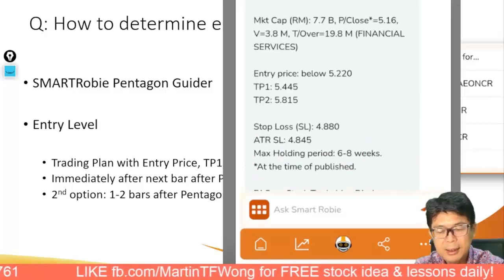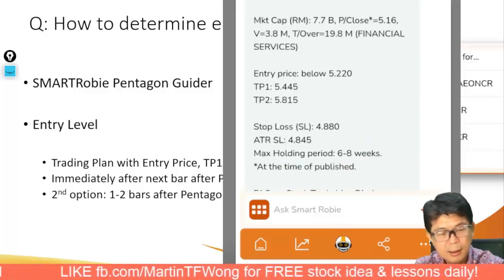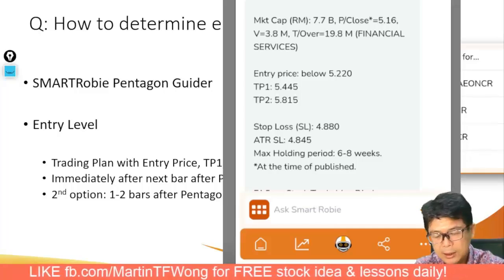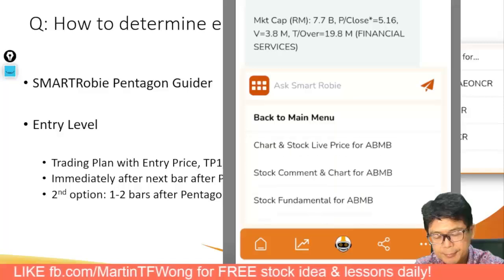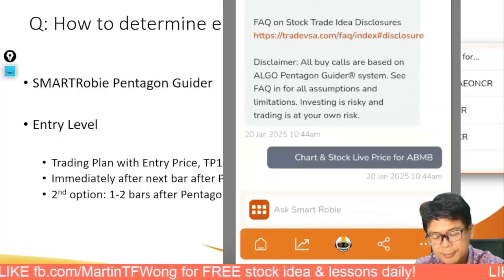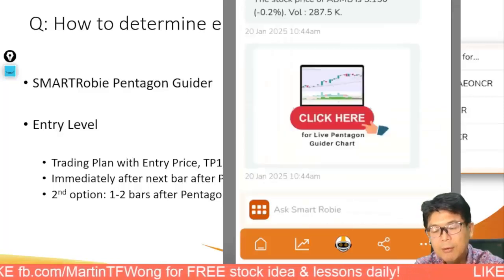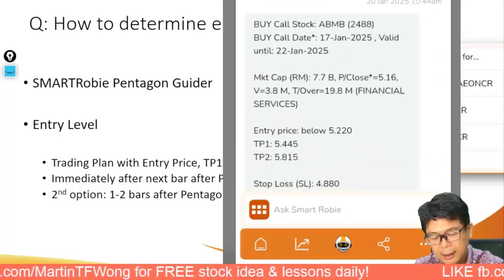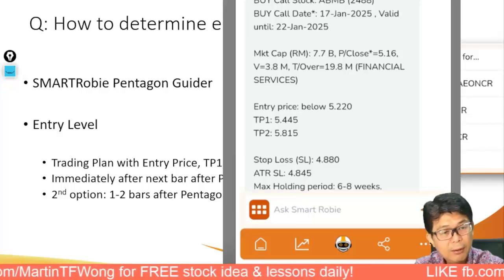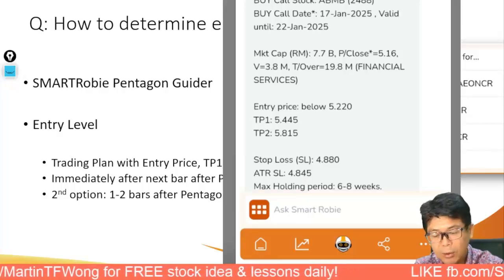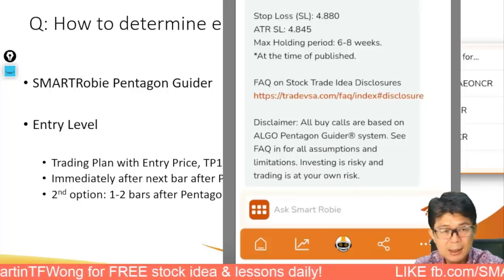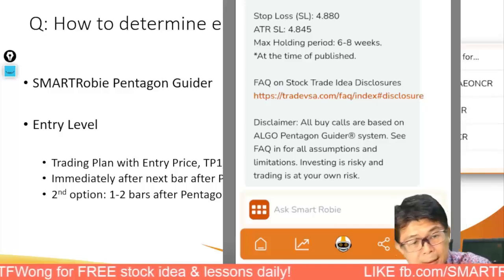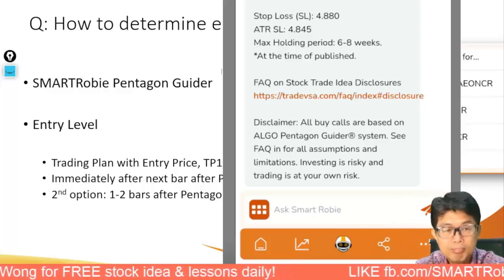And after the trading plan, you will see we have the buy call, and it's valid on the 17th to 22nd. So you buy below 522. Let's check out what is the current price right now. 522 or 515. So still okay, still okay to get in. And profit targets 544 and 585. What's the stop loss? 480. And the holding period is 6 to 8 weeks. So this one is a bit longer, maybe you're talking about 2 months. Okay, so there you go.